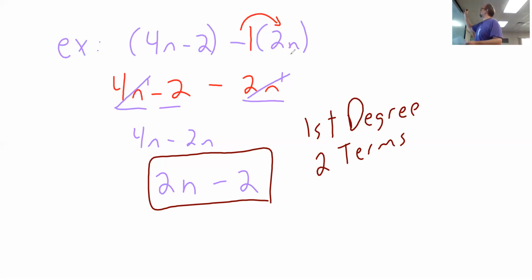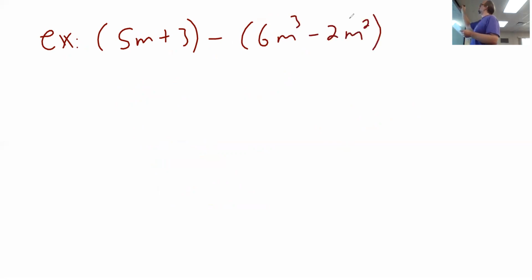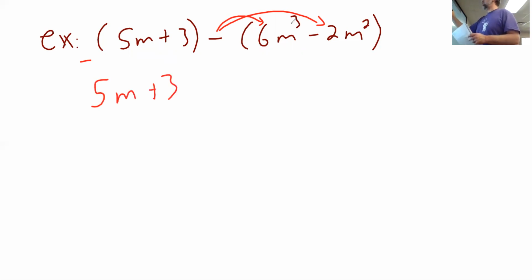All right, second example. We've got 5m plus 3 minus 6m raised to the 3 minus 2m raised to the 2. Like usual, the first thing we're going to do is distribute the -1 through the parentheses. This is going to be a minus times that one and times the second term. So that means we're going to change the signs within that set of parentheses. We don't see anything in front of the first one, so we just rewrite that one as is, but without parentheses.